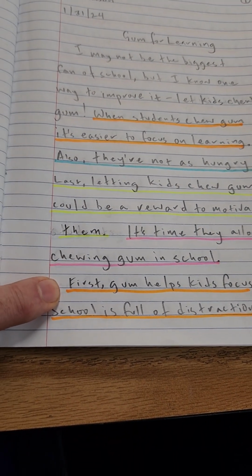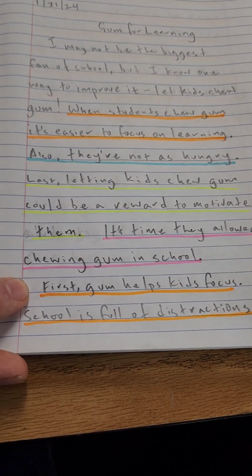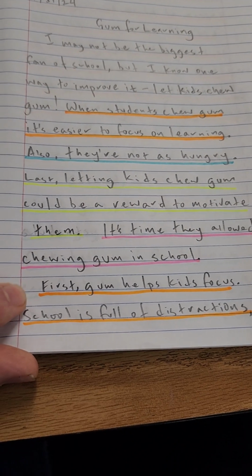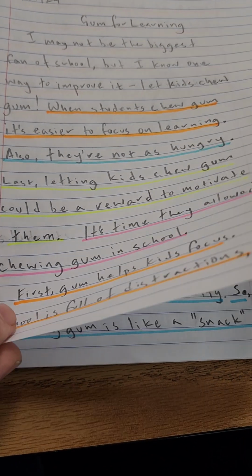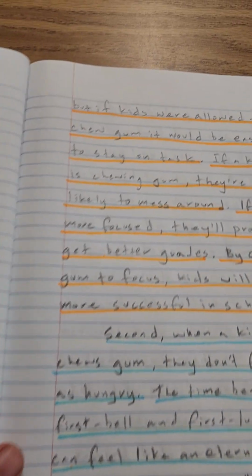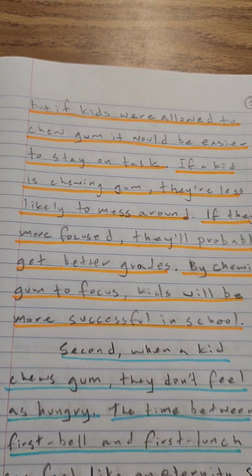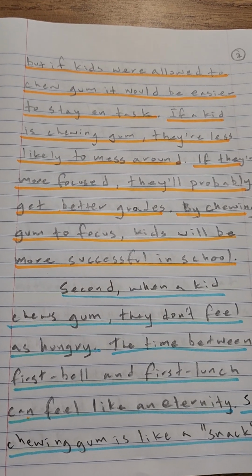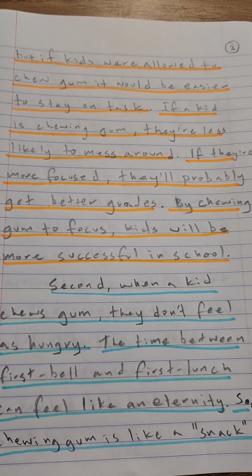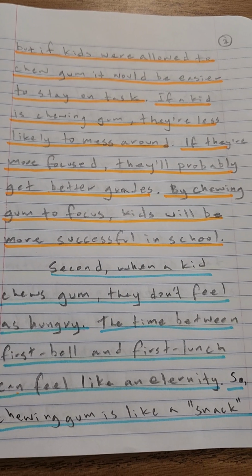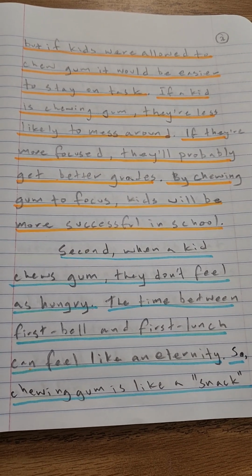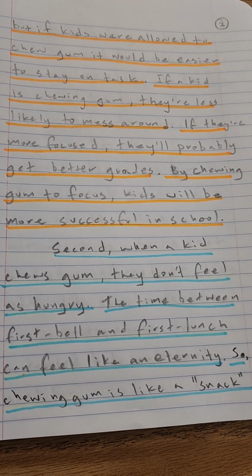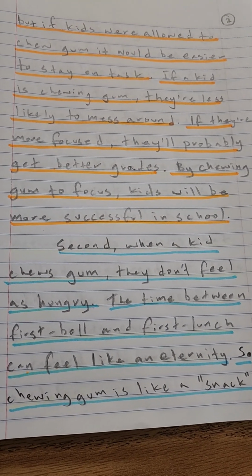First, notice that my paragraph is indented. First, comma. That's a transition word, first. Gum helps kids focus. School is full of distractions. Turn the page. But if kids were allowed to chew gum, it would be easier to stay on task. If a kid is chewing gum, they're less likely to mess around. If they're more focused, they'll probably get better grades. By chewing gum to focus, kids will be more successful in school.